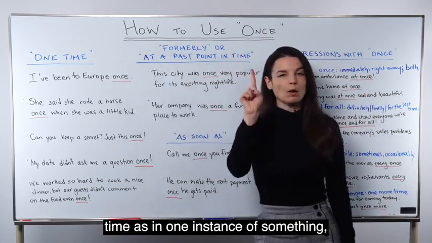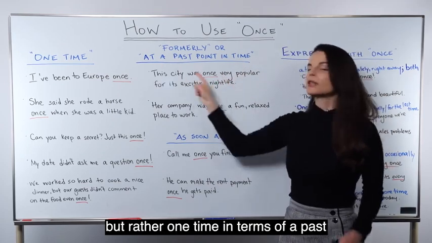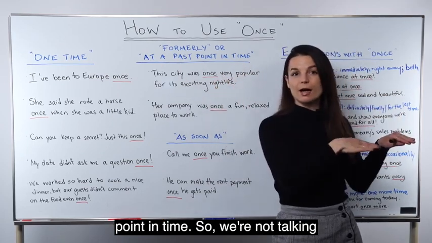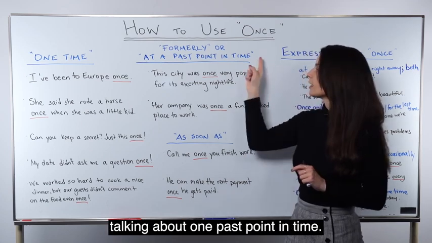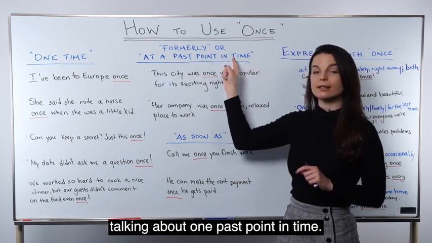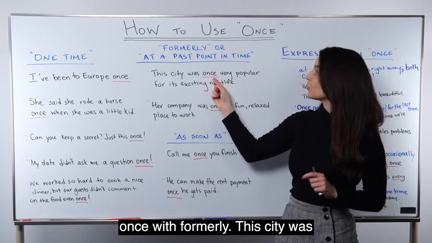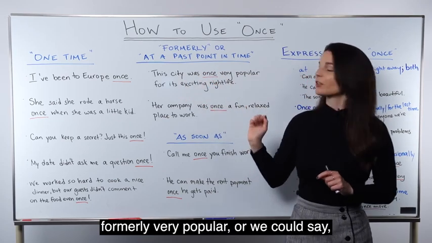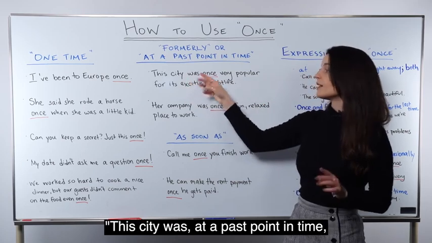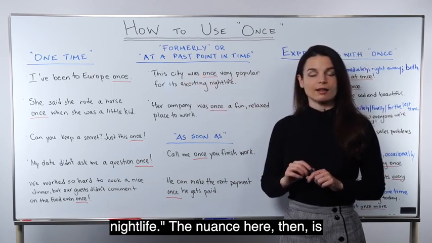one time, as in one instance of something, but rather one time in terms of a past point in time. So we're not talking about one case of something. We're talking about one past point in time. So in this situation, we can replace once with formerly. This city was formerly very popular. Or we could say, this city was, at a past point in time, very popular for its exciting nightlife.